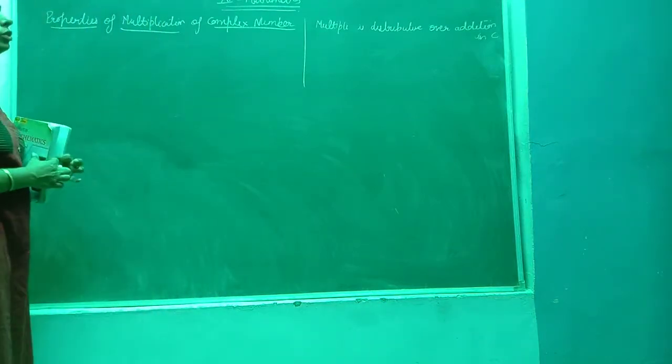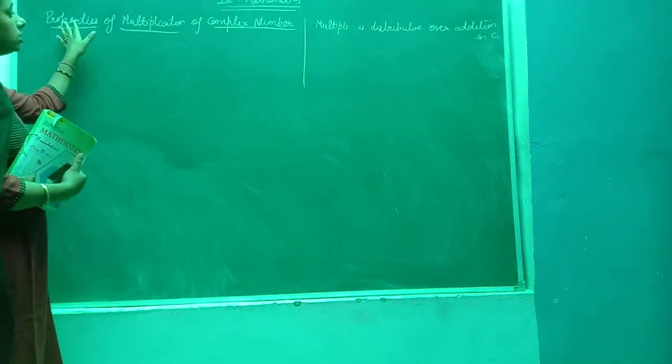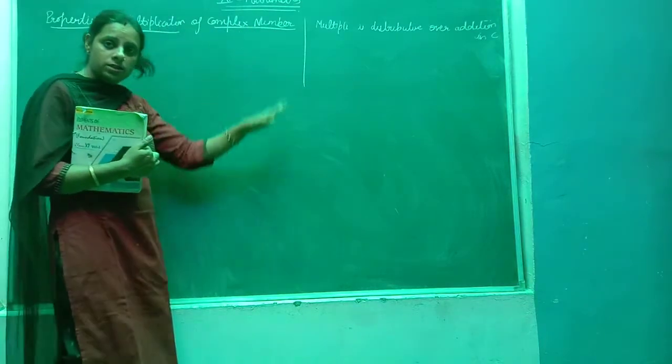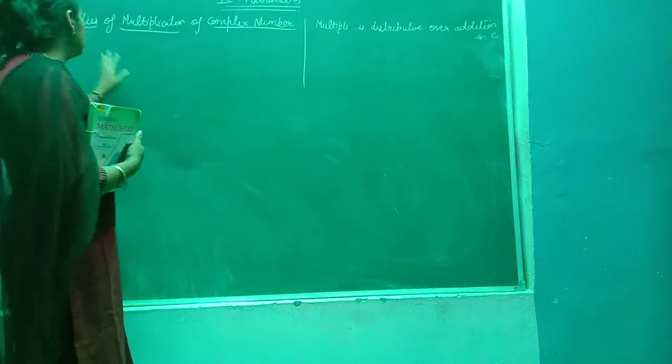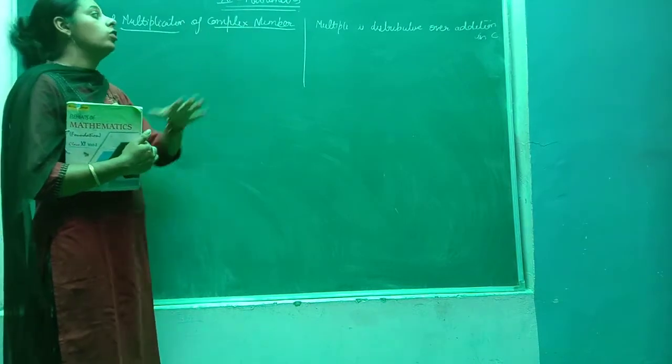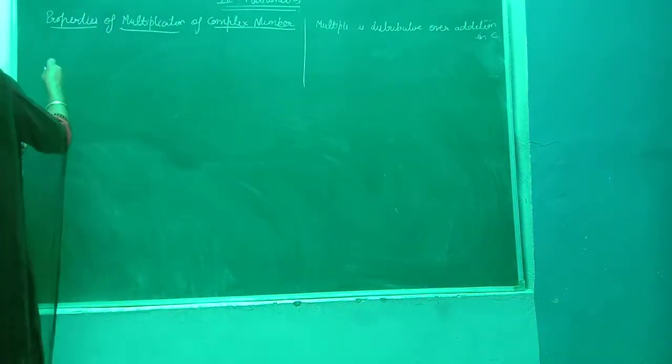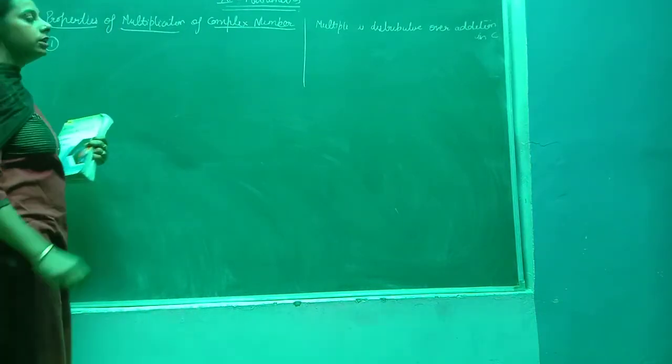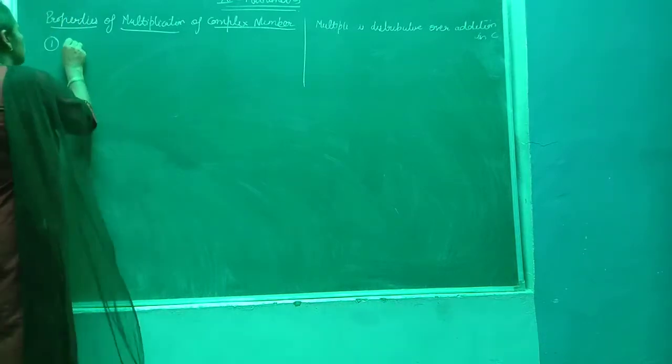Now we have already discussed the properties of addition of complex numbers. Today we will discuss the properties of multiplication of complex numbers. Okay, the same properties are there as in the case of addition. First is the closure property.